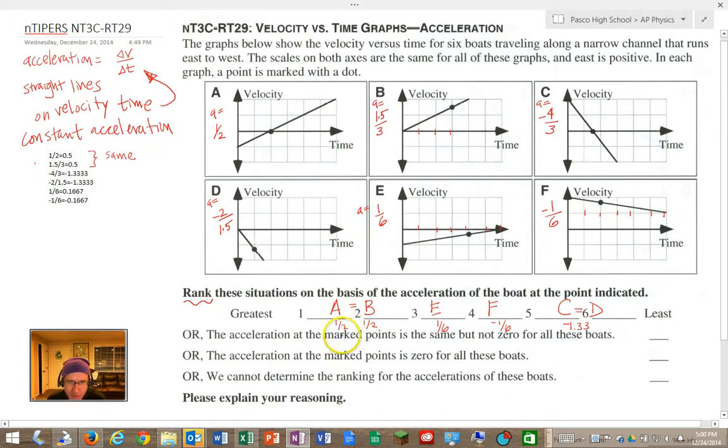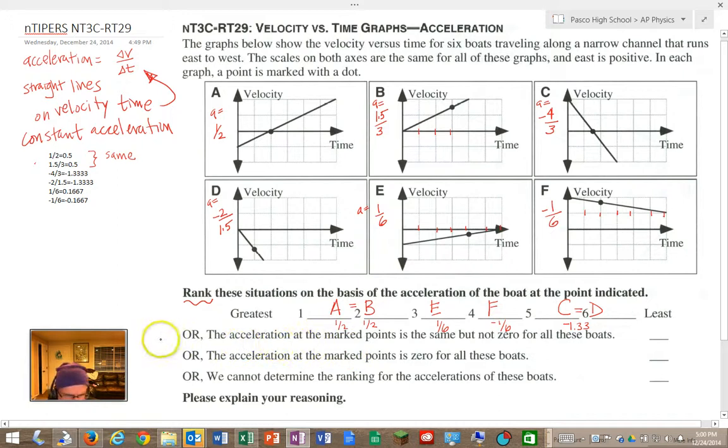Alright, remember on the number line, positive numbers that are large are greater than positive numbers that are small, and then on the negative number line, negative numbers that are big in magnitude are less than negative numbers that are smaller.